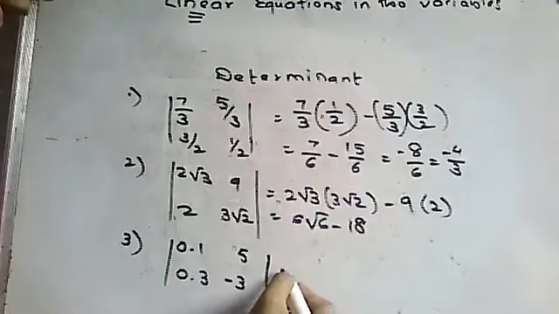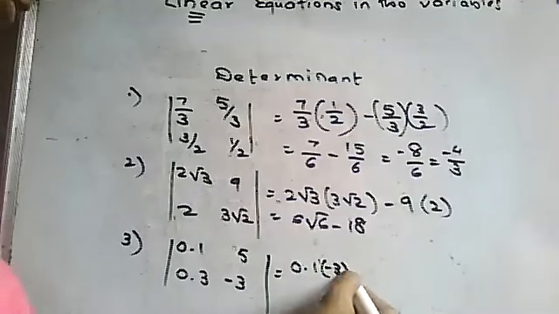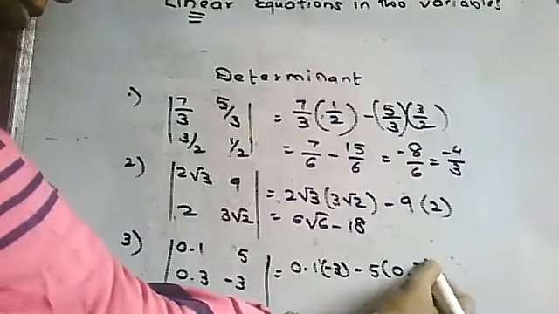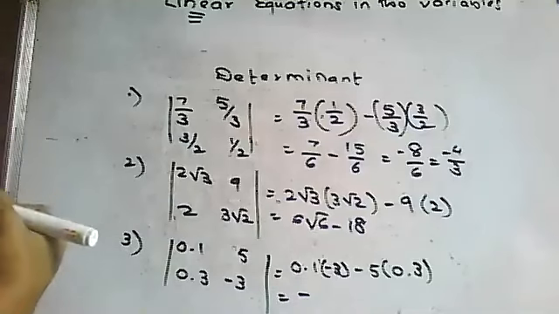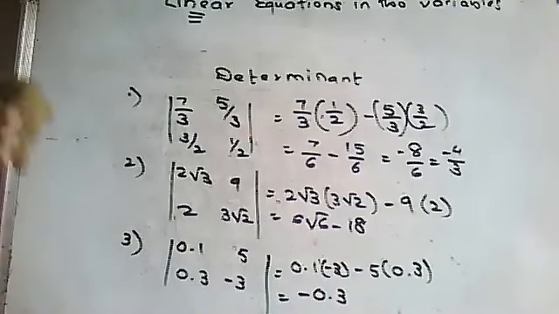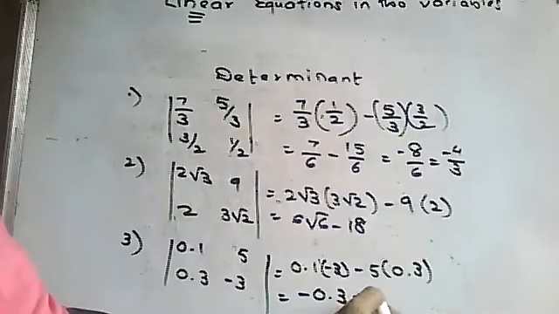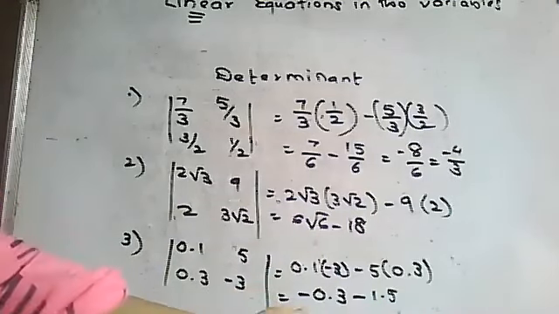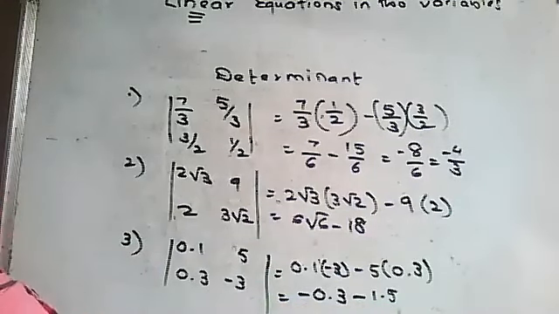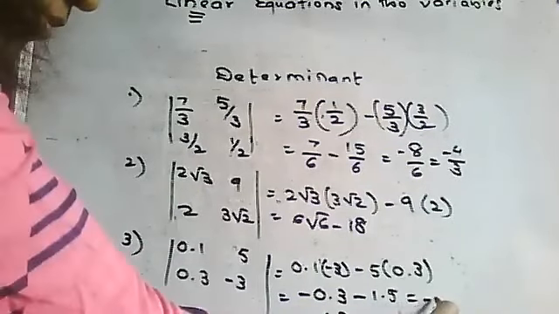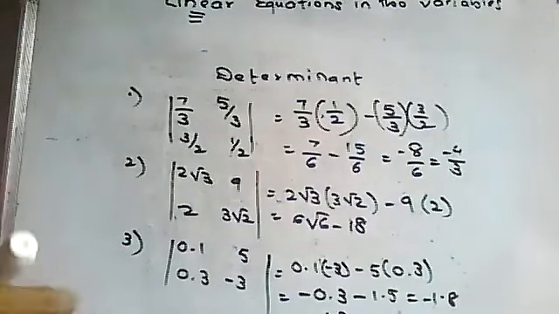Okay. Now the third one is 0.1 into minus 3 minus 5 into 0.3. So this is plus into minus, minus 0.3. 3 ones are 3. 5 3s are 15. So it will be 1.5. Now students, minus into minus will be plus. Minus minus we will add. So answer would be negative 1.8. Now you can check whose answer was right. So the answer is minus 1.8.